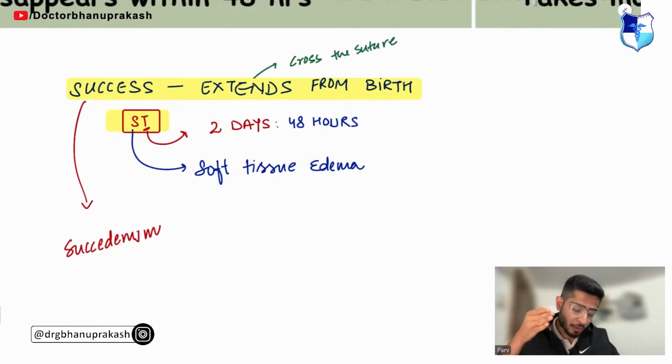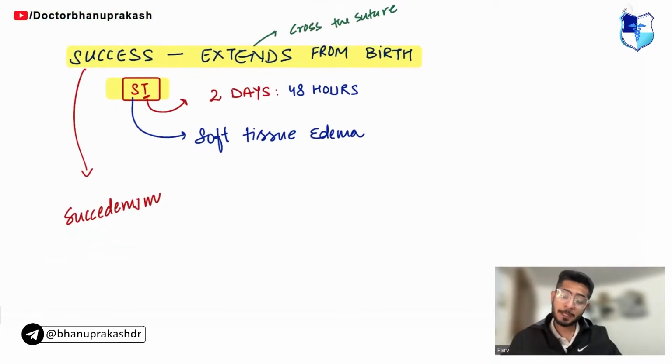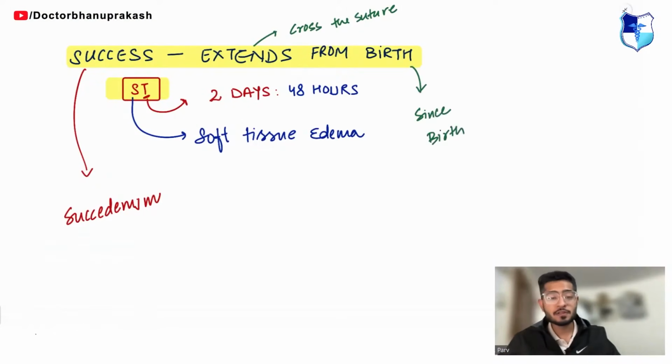It is going to cross the suture line. Okay, so which is going to cross the suture line? This is the one. Caput succedaneum is the one thing which is going to cross the suture line from birth. From birth means it is present since birth. Okay, so it extends from birth. Extends means crossing the suture line, and from birth it is present since birth.